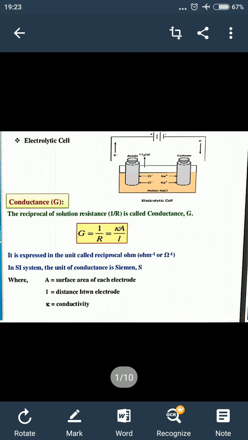Good morning, students. Today we are going to study some more topics about conductance.